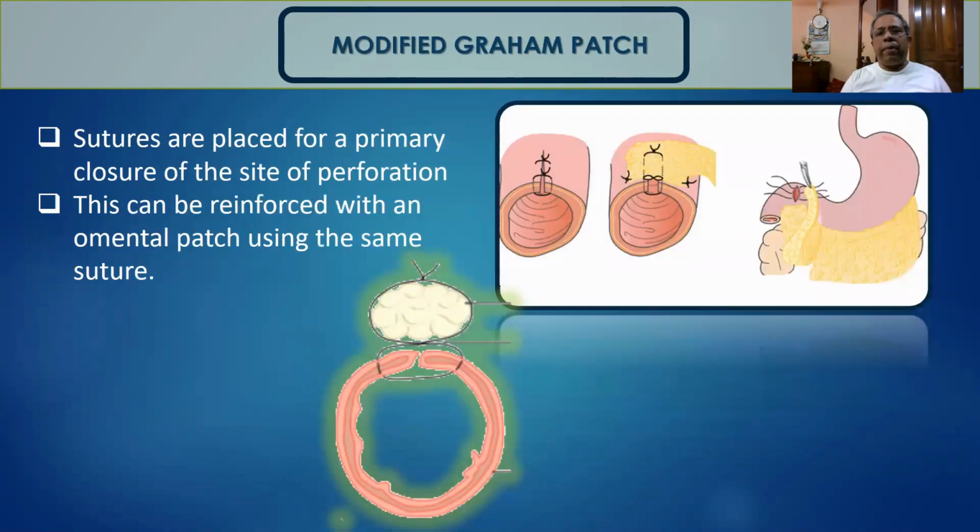So in the case of the modified Graham patch, look, they first place the stitches there, so the edges approximate each other. Then the omentum is placed over there and tied. It is called the modified Graham patch.